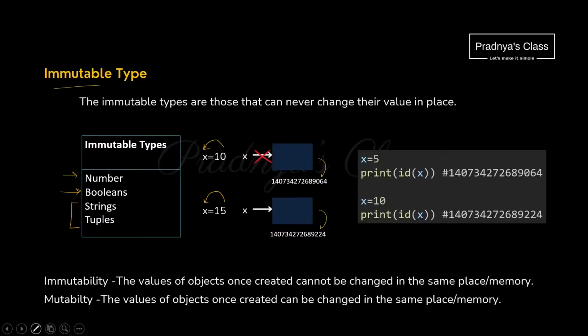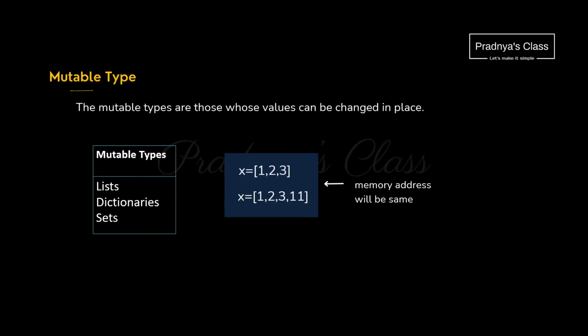It is changed. It means we cannot change the content in place. If we are changing, we are creating a new memory location. That is the concept of immutable data type. We cannot change the content in place. Hope you understood this concept. Now let's proceed to mutable types.